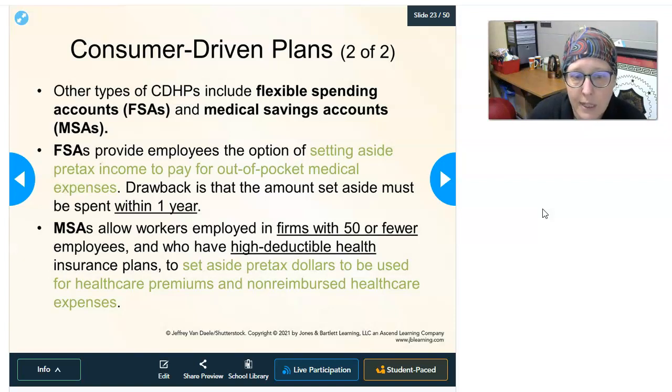Medical savings accounts allow workers employed in firms that have 50 or fewer employees and also have a high deductible health insurance plan to, again, set aside pre-tax dollars to be used for healthcare premiums and non-reimbursed healthcare expenses. So again, for the MSA, there has to be a smaller type of company to use it.